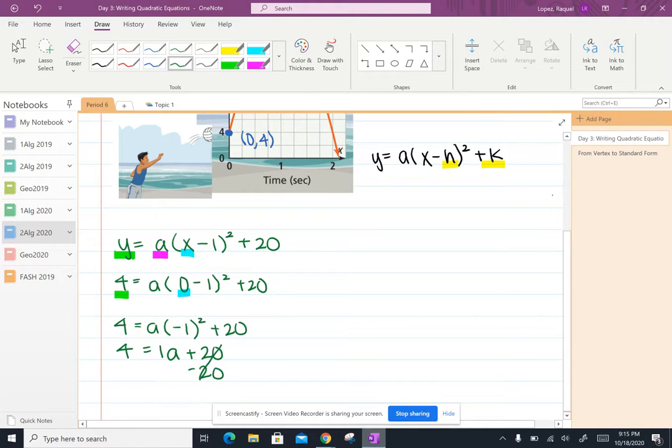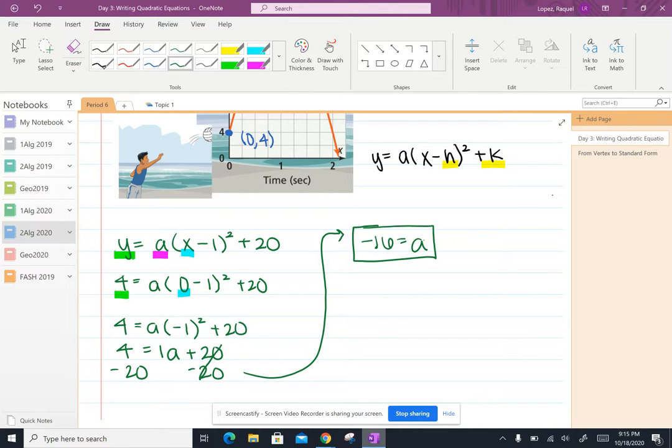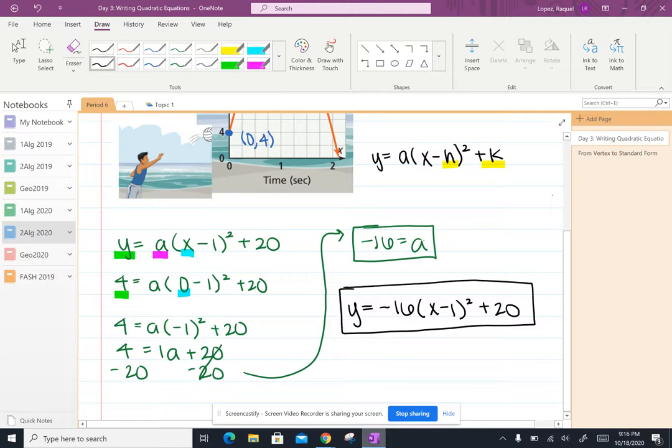So I'm going to have minus 20 on both sides of my equation. And I'm going to move this over here. 4 minus 20 is negative 16. So I have -16 = a. Okay. So I've solved for my stretch, and now I can write the entire equation. So my entire equation is going to look like y = -16(x - 1)^2 + 20. And here is my equation in vertex form.